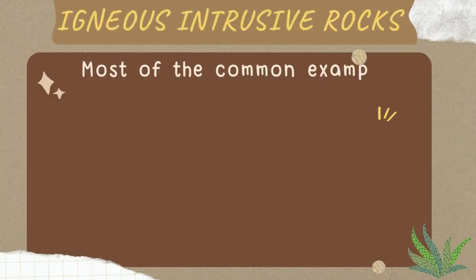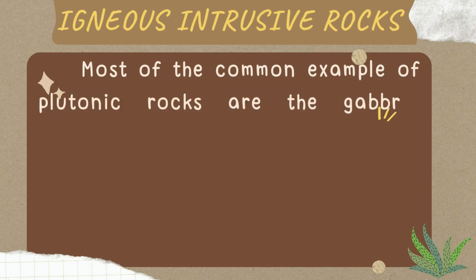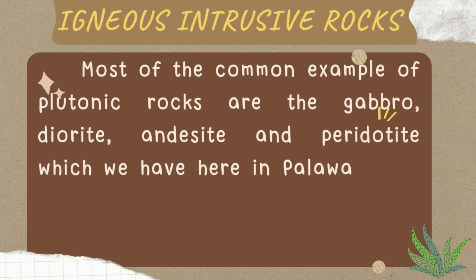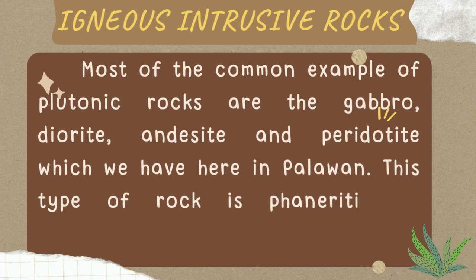Most of the common examples of plutonic rock are the gabbro, diorite, andesite, and peridotite, which we have here in Palawan. This type of rock is phaneritic or coarse-grained in texture.